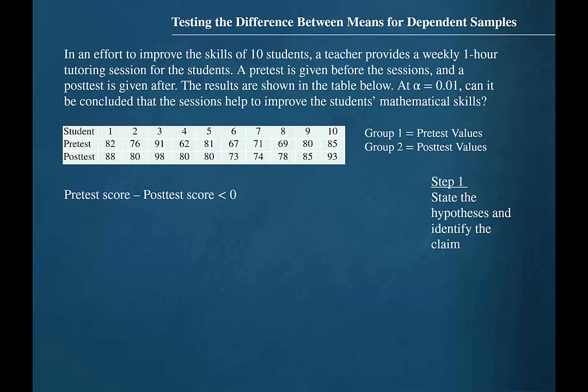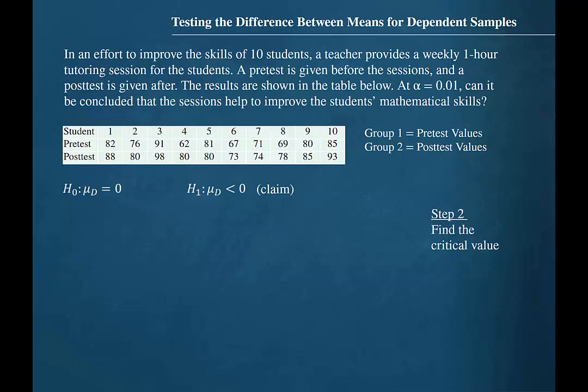So if we calculate the differences with the orientation pretest score minus post-test score, then we would expect that difference to be negative. We will use the notation mu sub d for the mean of the differences in pretest and post-test scores for the population. So our null hypothesis would be that mu sub d is equal to 0. The alternative hypothesis then would be that the mean of the differences is less than 0. The claim then would be in the alternative hypothesis.